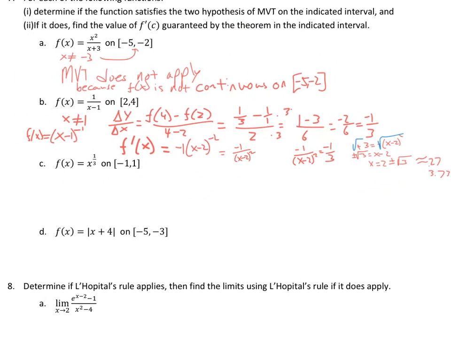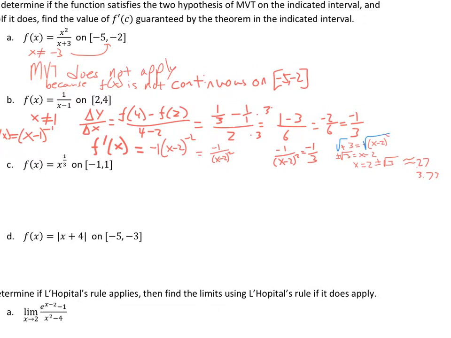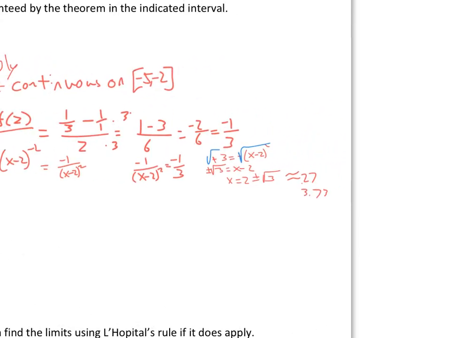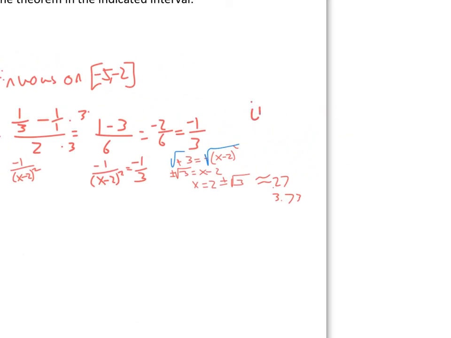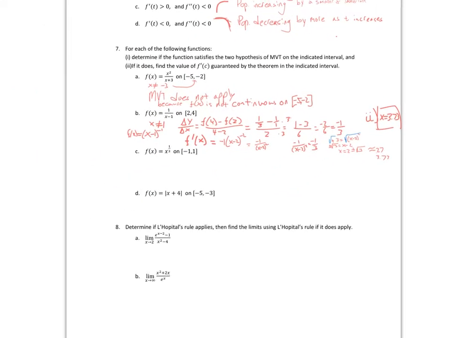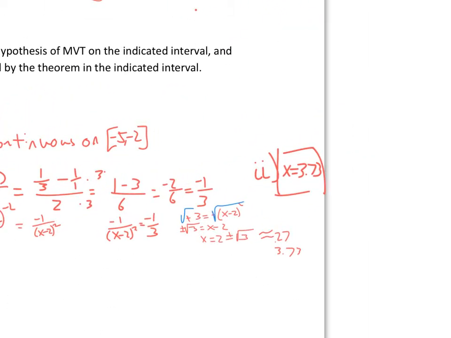Okay, and looking back, which one of those are on this interval? Well, from 2 to 4, only the second one is. All right, so our solution for part 2 is x equals 3.73. Okay. And we should have said part 1 here. Yes, MVT applies.